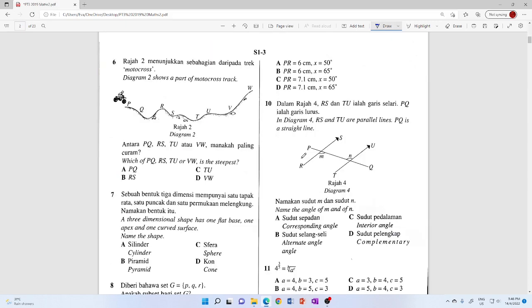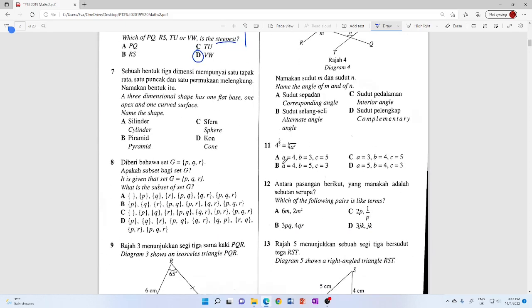Question 6. Diagram 2 shows a part of a motocross track. Which of the following is the steepest? Steepest meaning that it is very straight and near to 90 degrees. So let's look at it. PQ, the gradient is this, and RS is the gradient. TU, the gradient like this, and VW is the gradient. So which of these is near to 90 degrees? The answer is VW.